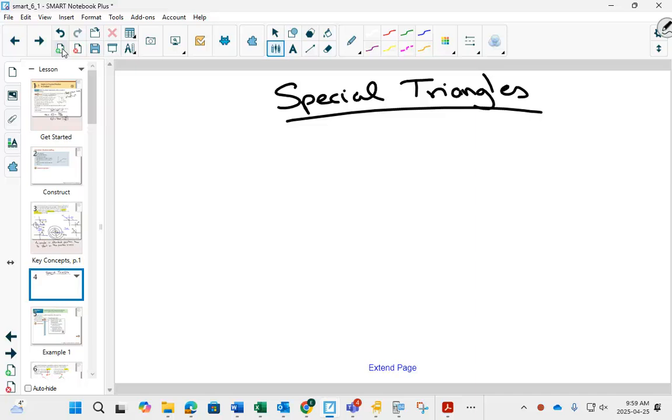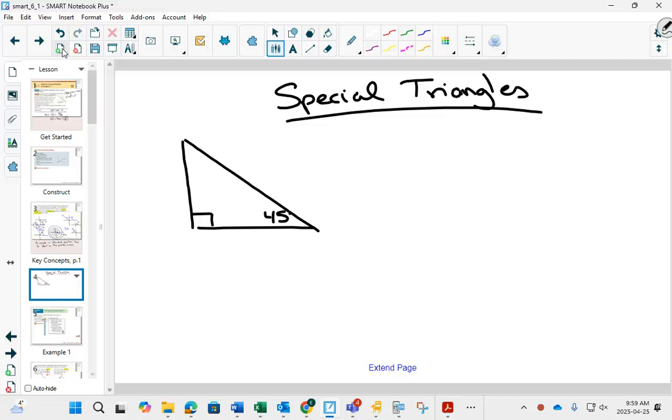Why? Okay. The answer to why it works is with a special triangle. So SOHCAHTOA deals with right angle triangles, right? So if I want to do tan of 45 degrees without my calculator, I draw a right angle triangle and I make one of the angles 45 degrees.